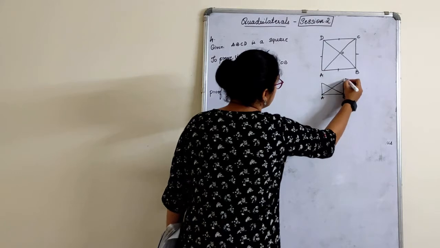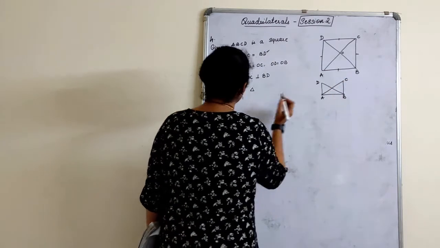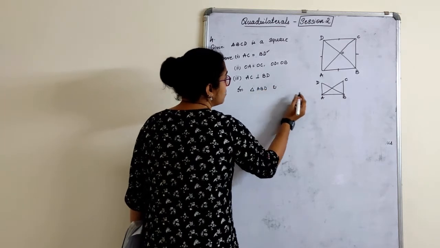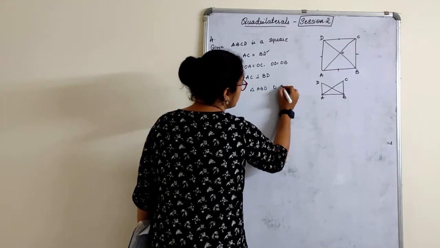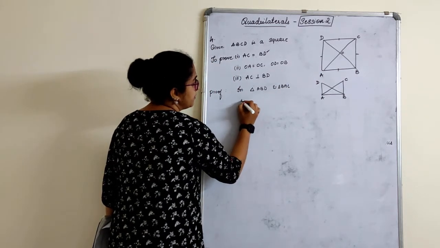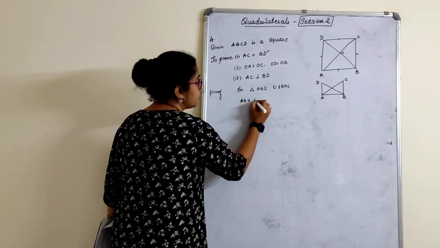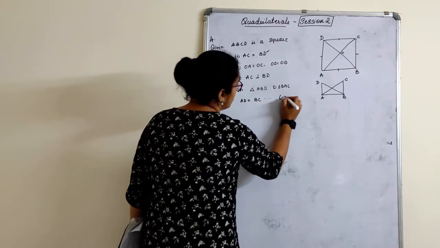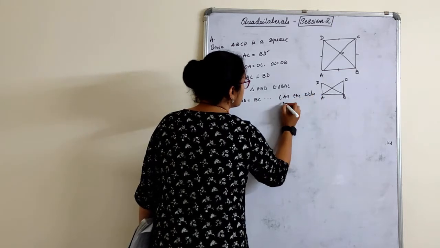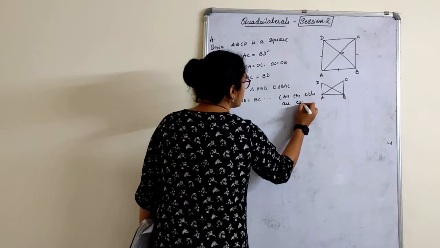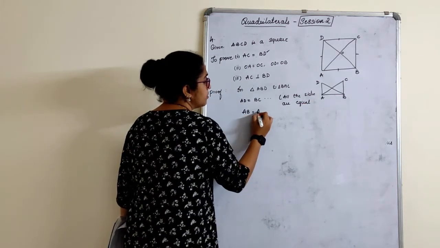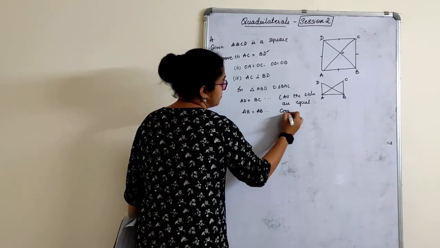A, B, C and ABD. In triangle ABD and triangle BAC, we will first tell that AD is equal to BC. All the sides are equal. Then AB is equal to AB, common side.